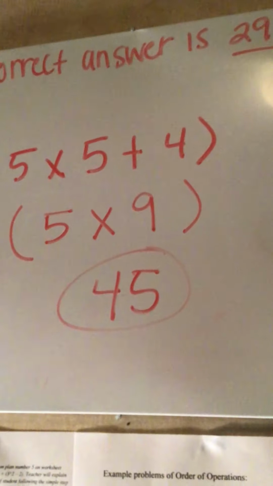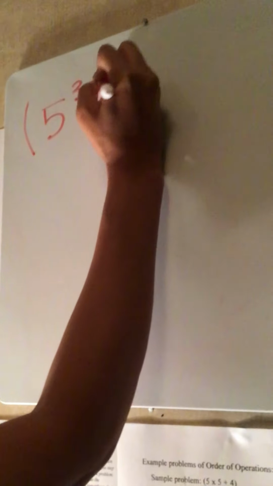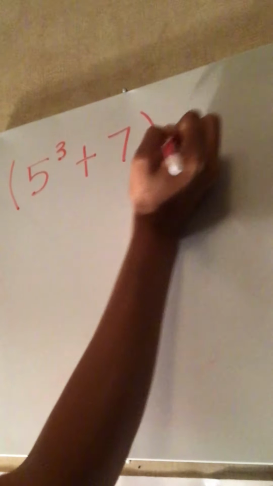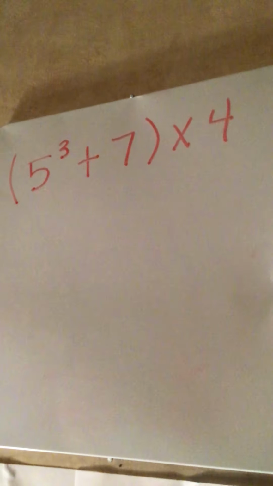So now I'm going to work our problems. And here are our problems. I'm going to start with this worksheet, order of operations with parentheses and exponents. So our first problem reads: open parentheses, 5 to the third power plus 7, close parentheses, times 4. So we probably have to get our calculator out for this.